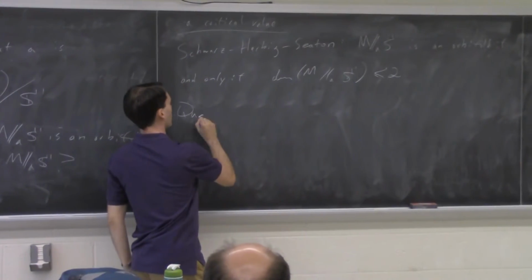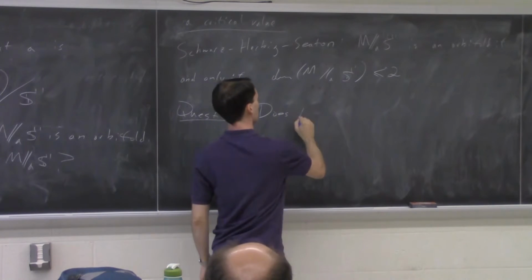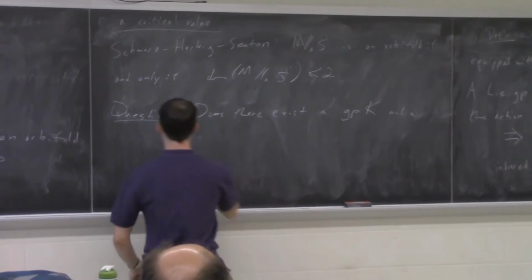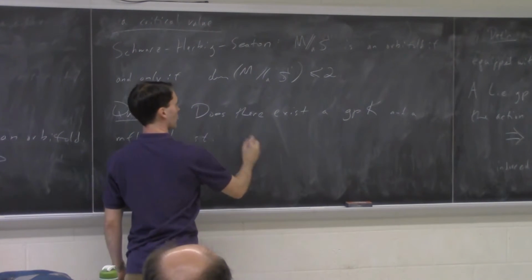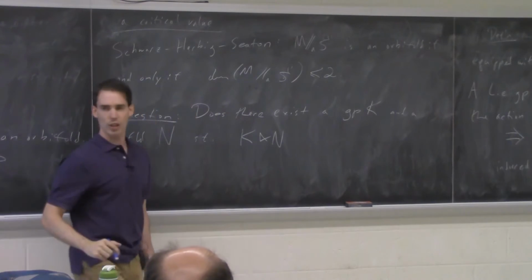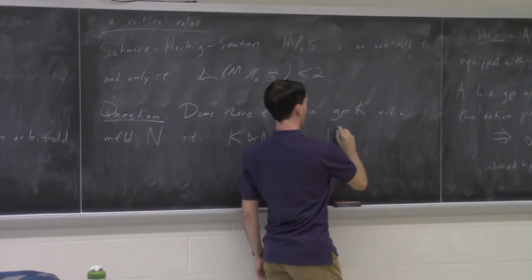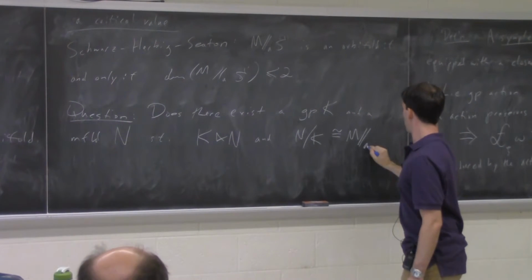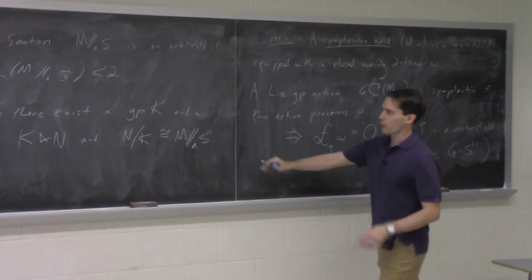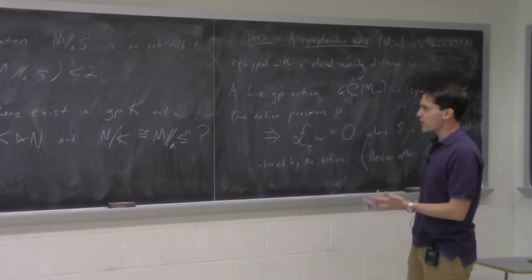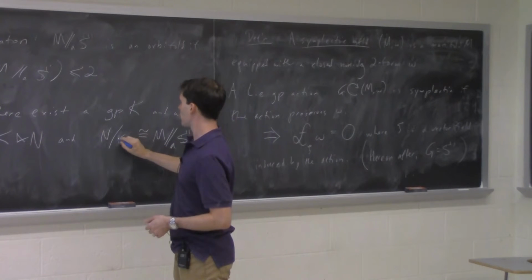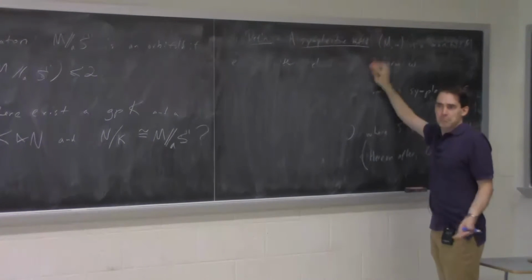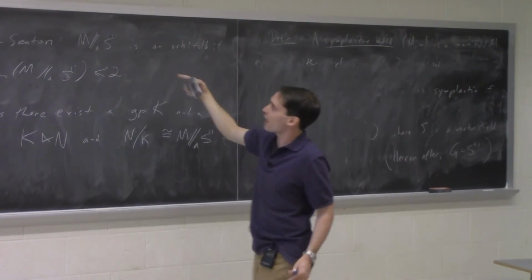So my question is going to be, does there exist a Lie group K and a manifold N such that K acts on N, and N mod K is going to be diffeomorphic to this thing. That's the question. So is this diffeomorphic to the orbit space of a Lie group action? And it turns out the answer is no, unless it's an orbifold. And because of Schwarz, Herbig-Seaton, we know exactly when it is an orbifold.